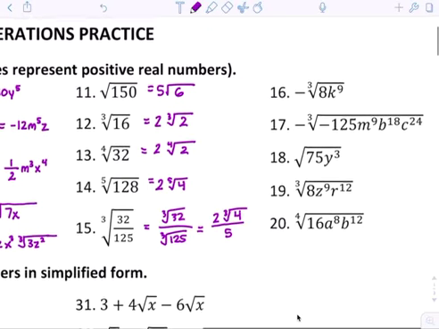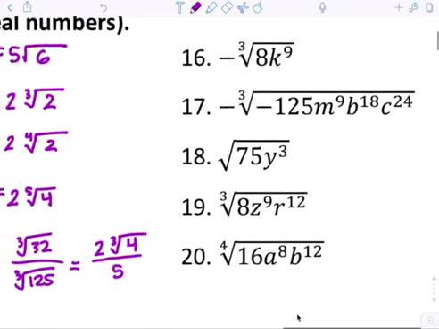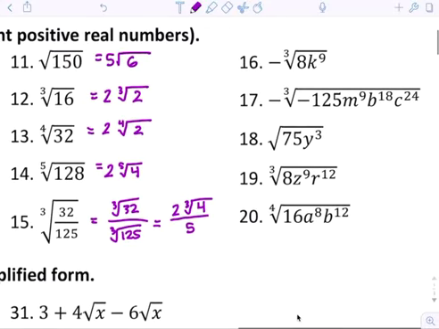All right. Lastly, number 16. This one's going to be rough because I can't write over there. So, negative cube root of 8k to the 9th. I'm not going to write that.